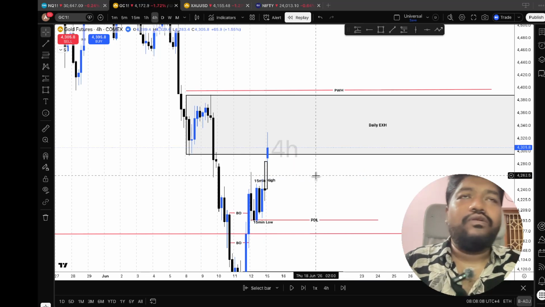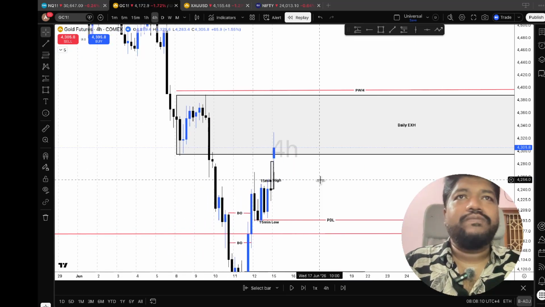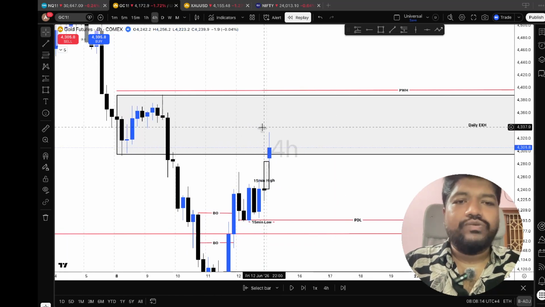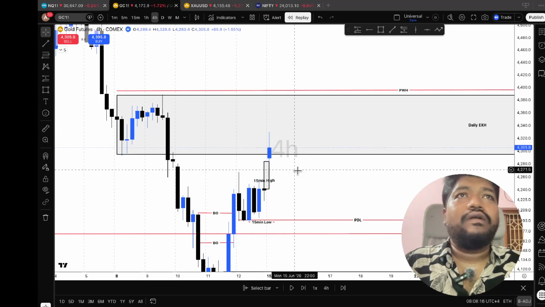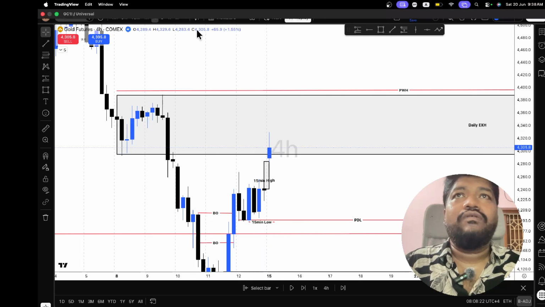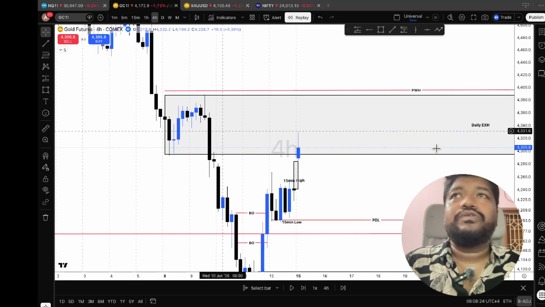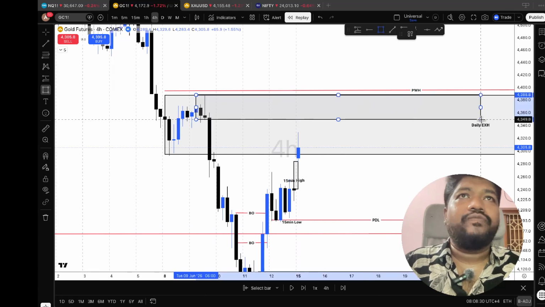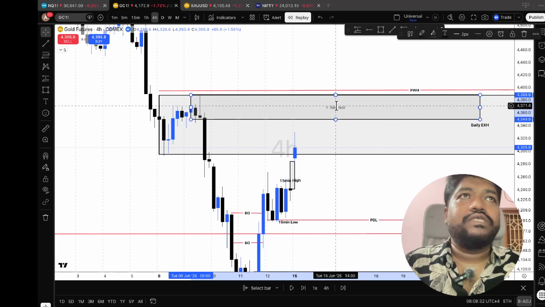I generally don't trade in the Asia session because that is my sleeping time, so I will be starting from London, but I can also explain what trades we are going to take. So that is my 4-hour. We are in this zone right now. I am also in this 4-hour zone. Can you see that? That is my external high. This is my 4-hour external high.